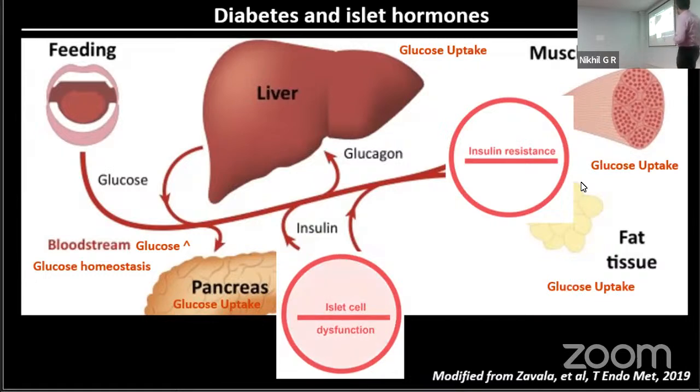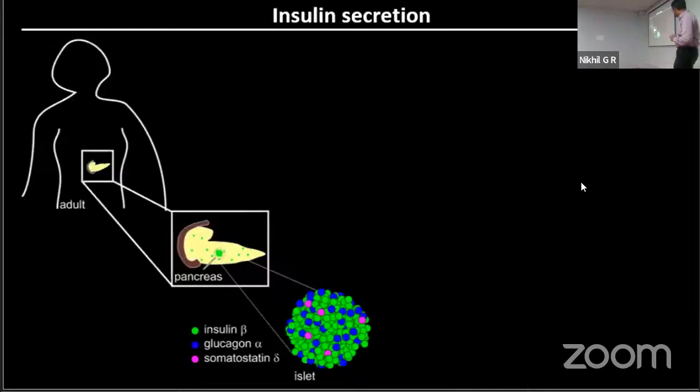Most of the work I'm going to speak about is regarding islet cell dysfunction, not so much about insulin resistance. There's a lot of work in the field done on insulin resistance. I'll not go into those details. I'll just focus on this one.